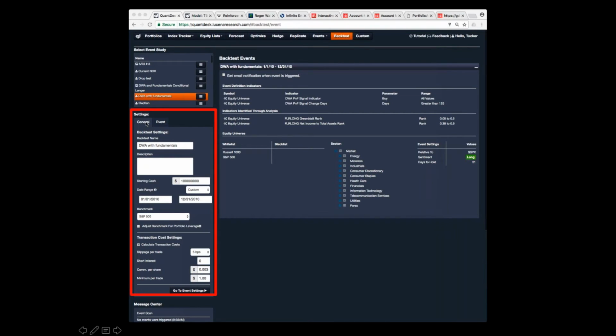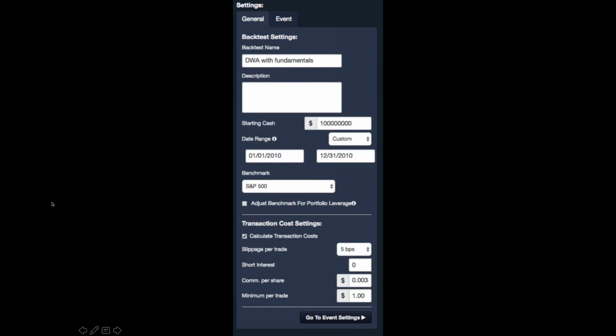If you're setting up a backtest, there's general parameters, and let me jump to that and show you. These are things like what do you want to name the backtest? How much cash do you want to start with? What date period are you going to backtest over? What benchmark do you want to use? We often use S&P 500, but you can enter a symbol for any other particular index or stock that you want to use. We often use mutual funds that represent particular universes that we're interested in.